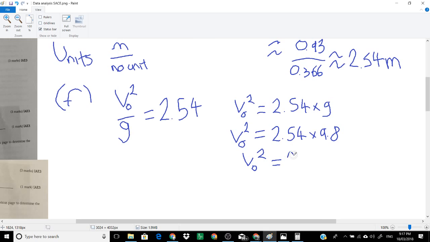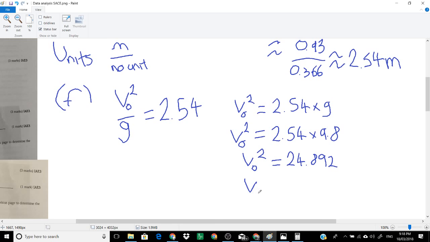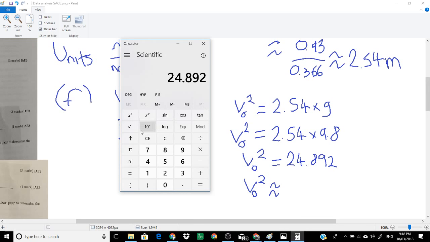24.89. Just for the sake of it, I'll write it all out. It's not that much to write. 892, was it? Yeah, and then I'm going to take the square root of that. So the square root of that, V naught, I'll round off my last answer. Okay, square root of that, 4.99. Let's round that up.